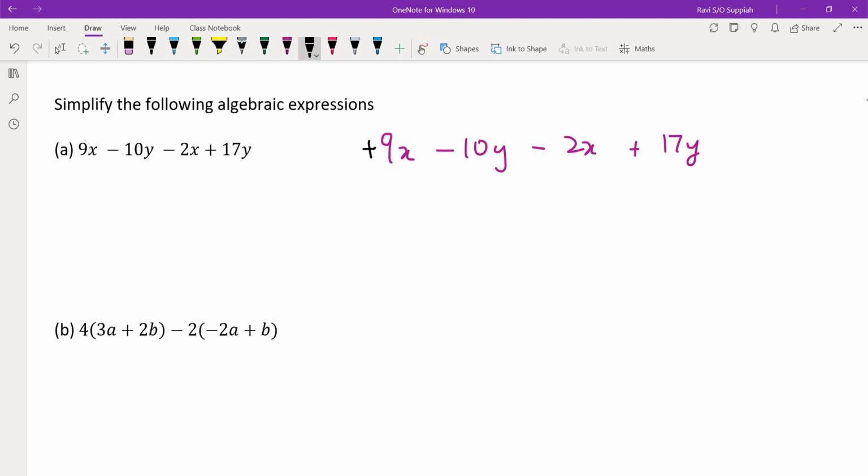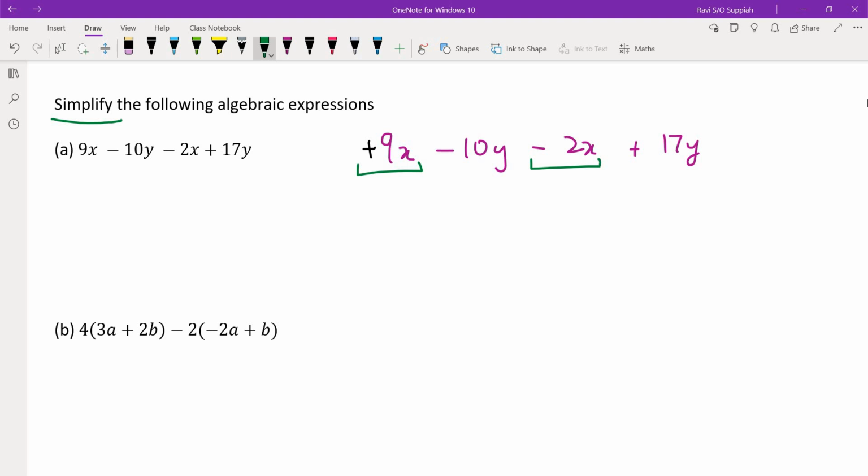Now when they say simplify an algebraic expression, what are they asking you to do? They're asking you to group the terms which have the same variable attached to it. So in this example, you have two terms with x and two terms with y. Normally what I would suggest to students is to always use brackets to group them, so you know all the terms involved and you don't miss out anything. Since there are only two terms, we can straight away group. For example, this is plus 9x and this is minus 2x.